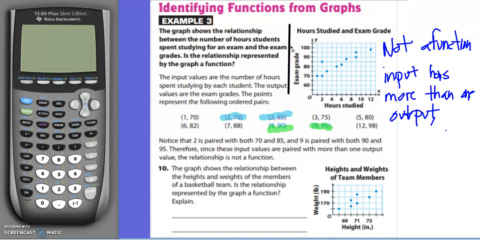Okay, let's go to number 10. The graph shows the relationship between the heights and weights of the members of the basketball team. Is this relationship represented by the graph a function? Alright, so we can do the line test again. This is just 1 point, no points. Oh, there are 2 points right here at 70, so that's not going to help. And at 71, there's 2 things here, and here's just 1. So based upon the line test, this is not a function.